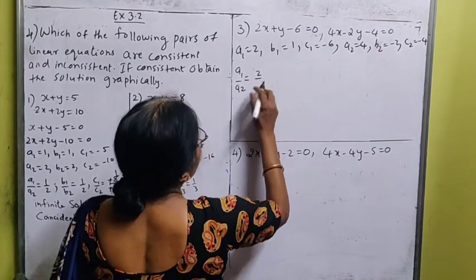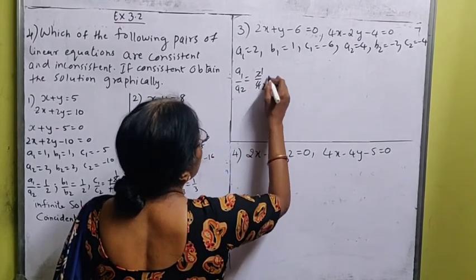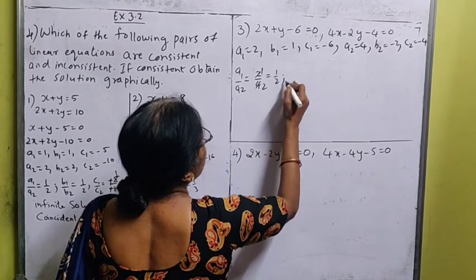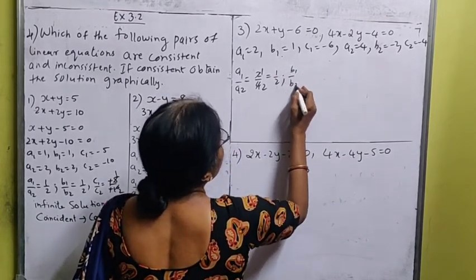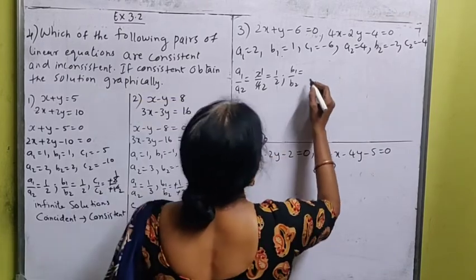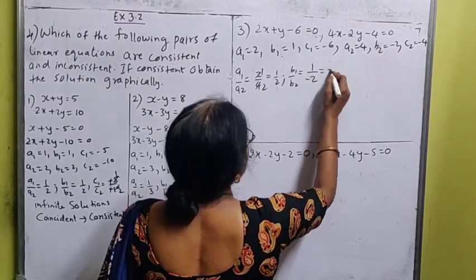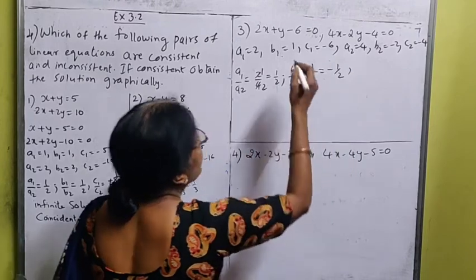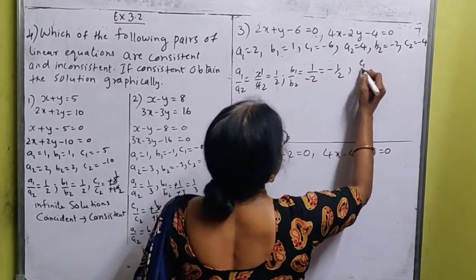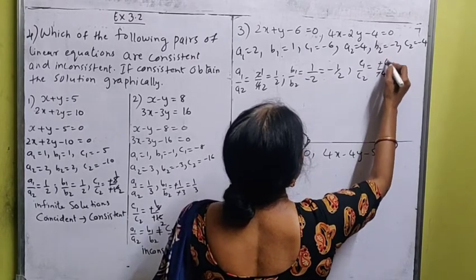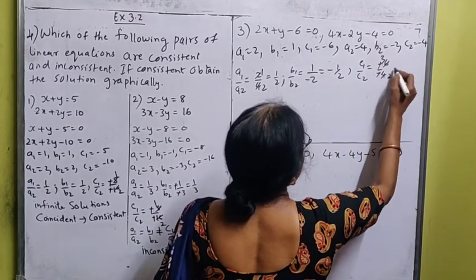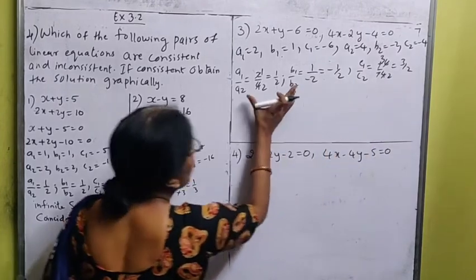A1 by A2 is 2 by 4. Two 1s are 2, two 2s are 4, so it is equal to 1 by 2. B1 by B2 is equal to 1 by minus 2, which is minus 1 by 2. C1 by C2 is minus 6 by minus 4, the minus signs cancel. Two 3s are 6, two 2s are 4, so 3 by 2.